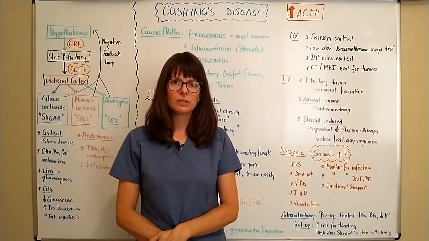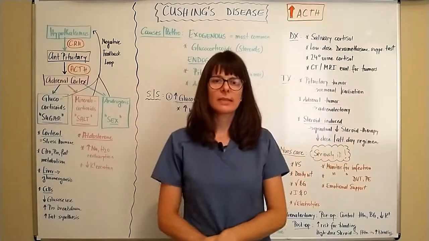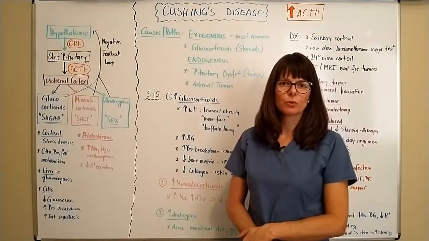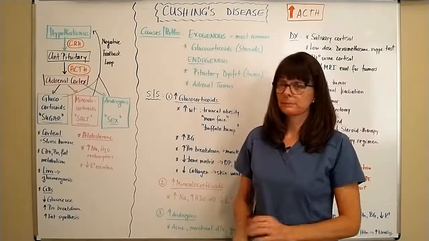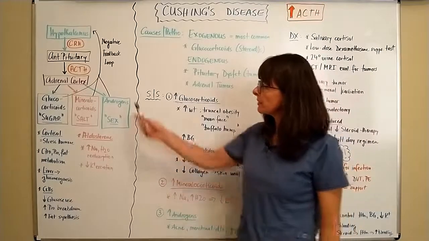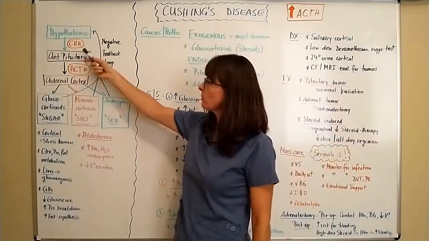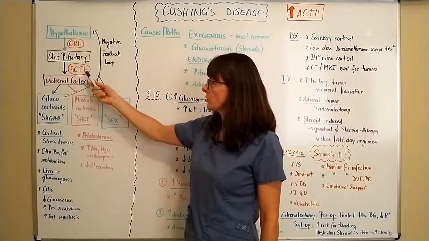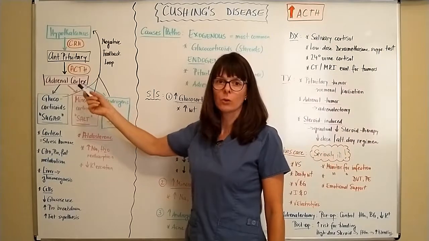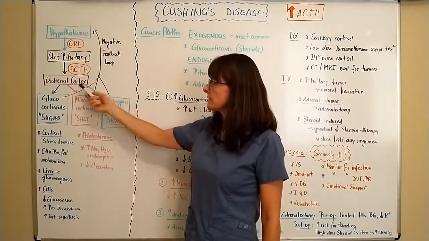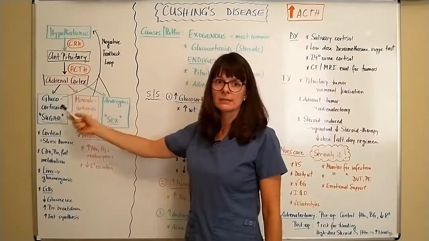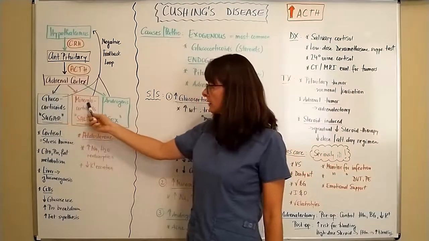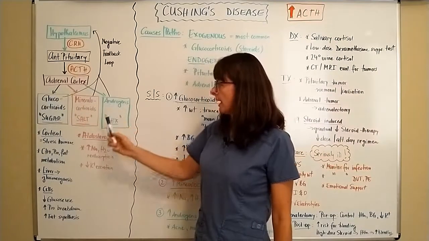Before we dive into the details about Cushing's disease, let's review how the hormones are regulated by the hypothalamic, pituitary, and adrenal axis. As a review, the hypothalamus secretes corticotropin-releasing hormone, which stimulates the anterior pituitary to secrete ACTH, or adrenocorticotropin hormone, which then stimulates the adrenal cortex to release these three hormones. First, we have glucocorticoids, second, mineralocorticoids, and third, androgens.